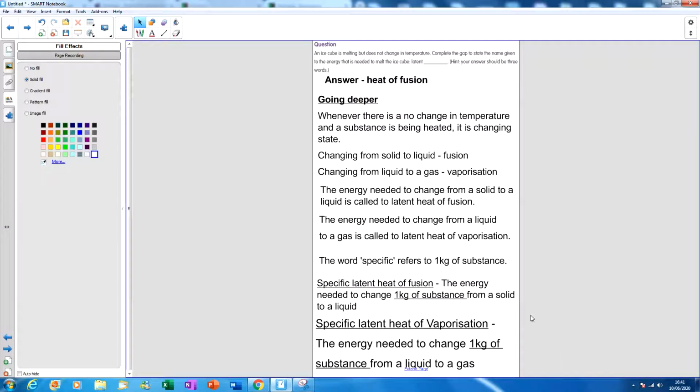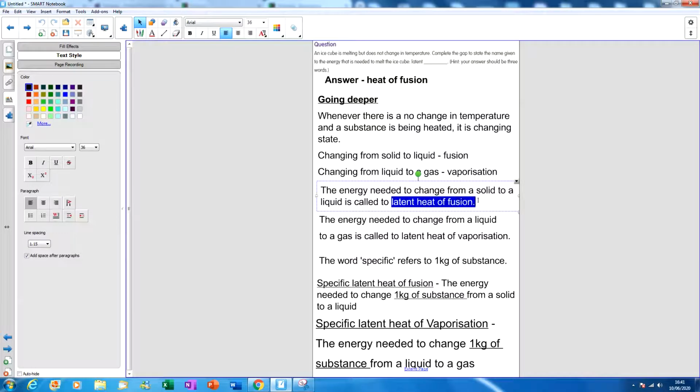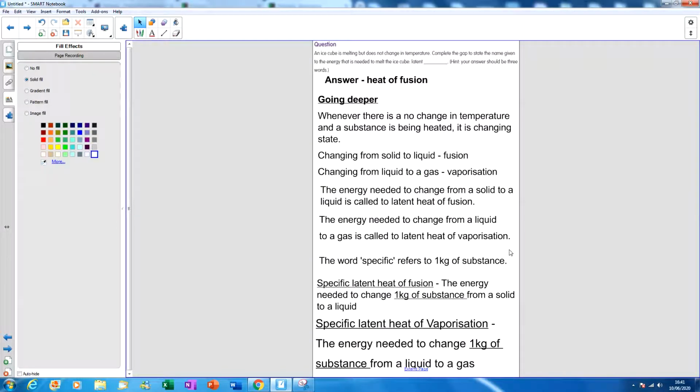Apologies for that. Now, if we're talking about the amount of energy a substance needs to go from a solid to a liquid, or that you get from allowing it to return to being a solid after starting at a liquid, that is called the latent heat of fusion, which is this point here. The energy needed to go from a liquid to a gas is called the latent heat of vaporization.